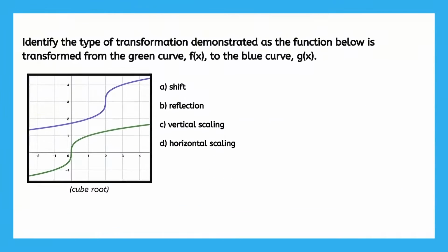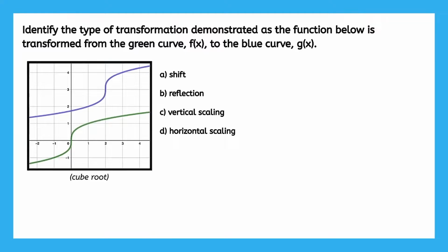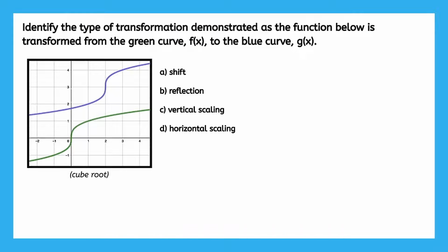We now have a cube root graph, and let's try to eliminate whatever we can. So it looks to me like every point on the green graph is being moved up and to the right in order to give us the blue curve. But let's make sure that we can eliminate B, C, and D before we choose A. All right, is there a reflection over the X or Y axes happening? Definitely not, so B is not the answer.